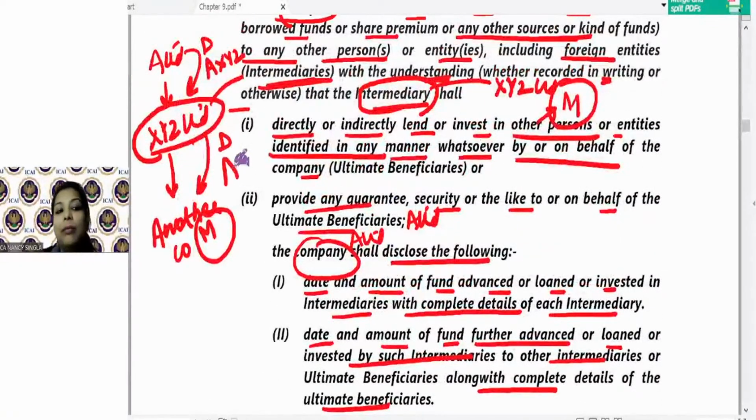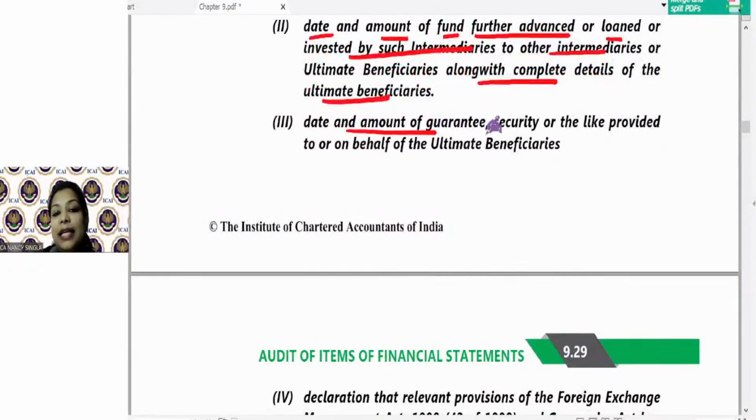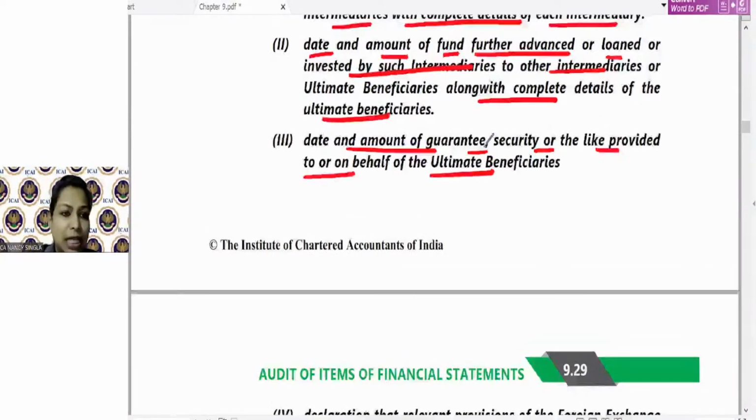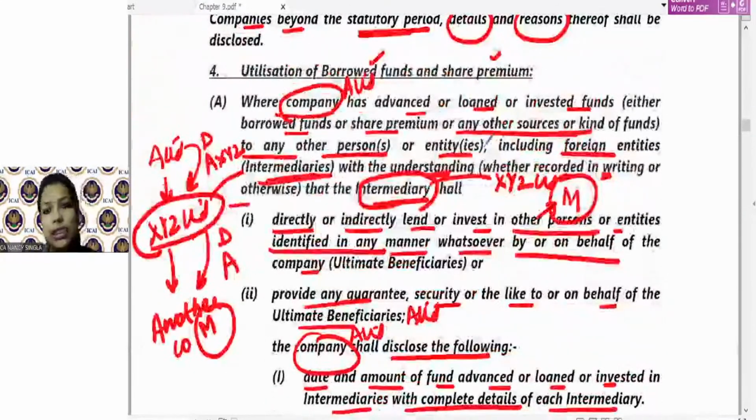अब यहां पर जब date and amount, तो this is to be mentioned: the date and amount of guarantee, security or like provided to or on behalf of the ultimate beneficiary. अगर कोई सिक्योरिटी दिया है या कोई गारंटी दिया है, then that is to be mentioned। समझ आता है, ये डायग्राम याद रखना, बहुत अच्छे से समझ आएगा, and on the top of it you will be able to write the answer। ये डायग्राम याद है ना कि A Limited ultimate beneficiary है, XYZ Limited intermediary है, another company क्या है, other person है, तो you will be able to write the answer.